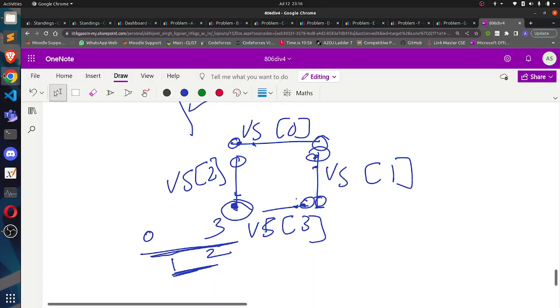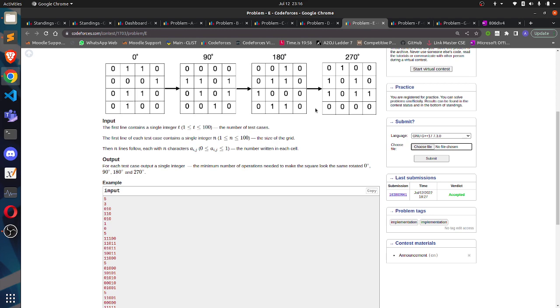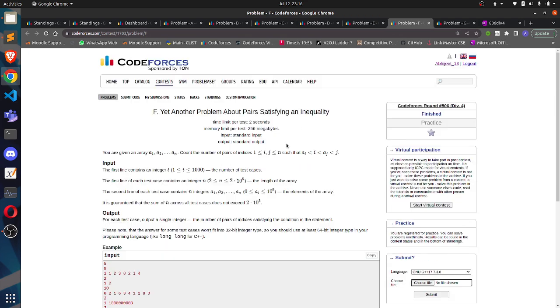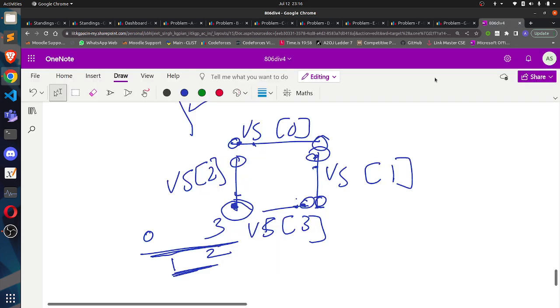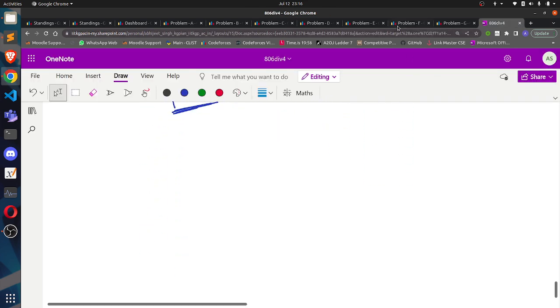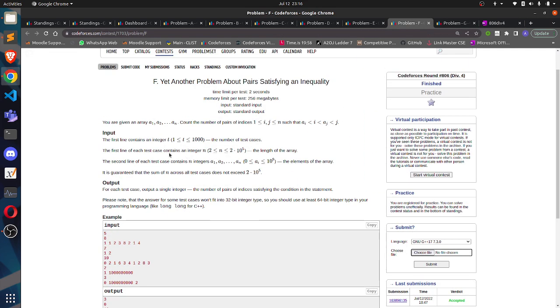And so let's move on to the next question. This was a fairly simple question, the logic for which I'm telling you. So I'll read the question once.